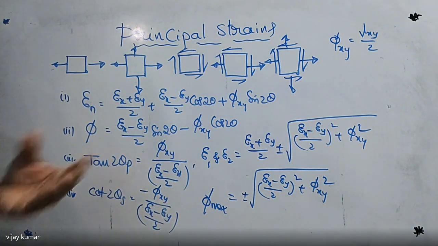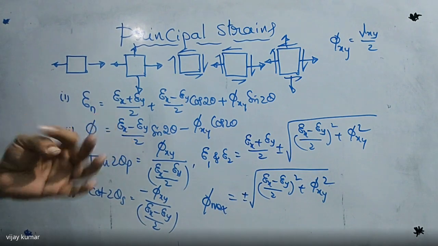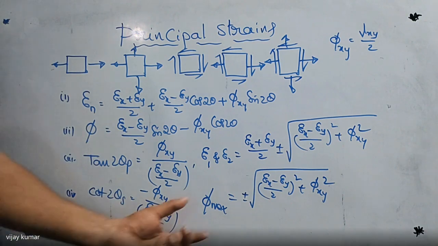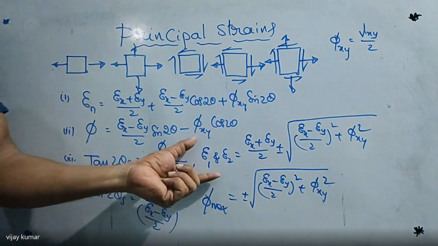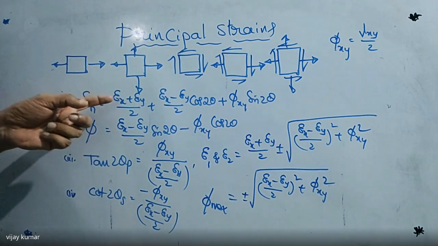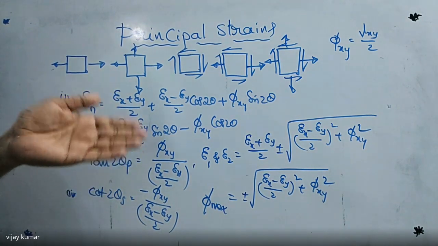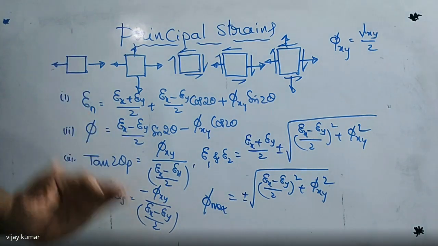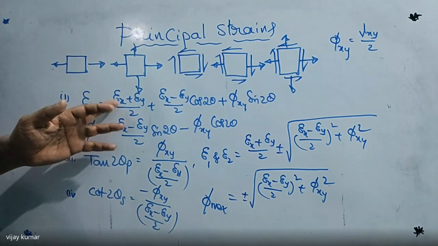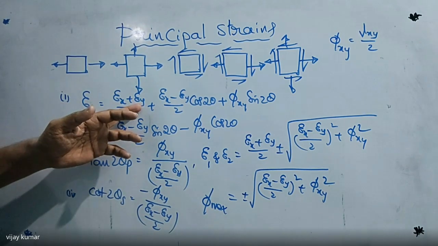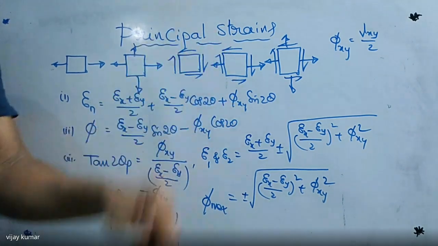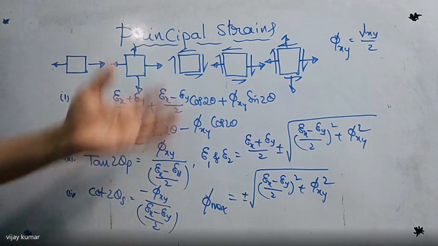What is the principal plane? What are the principal strains? What is the shear plane? What is the maximum shear strain here? Here are the principal strains, here is the principal plane. So if you take the principal stresses and principal strains, formulas are same, but notations are different. So here sigma x is replaced by epsilon x, sigma y is replaced by epsilon y, and tau xy is replaced by phi xy. But phi xy must be equal to gamma xy by 2. Then all the formulas are same.